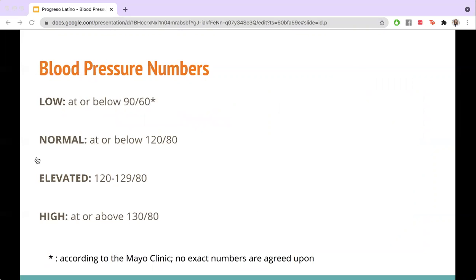So I'm assuming that many of you have had your blood pressure taken and have been given a number for your blood pressure. So I want to discuss what those numbers are very quickly. Low blood pressure is when your blood pressure is at or below 90/60, though there are no exact numbers that are agreed upon for low blood pressure. A normal blood pressure is at or below 120/80. An elevated blood pressure is 120 to 129/80, and a high blood pressure is at or above 130/80.